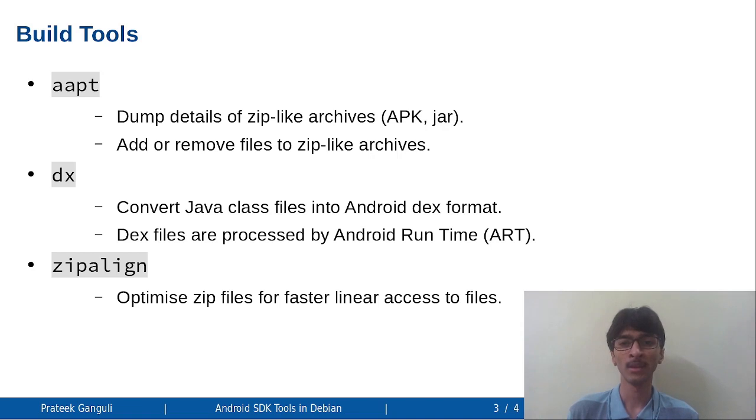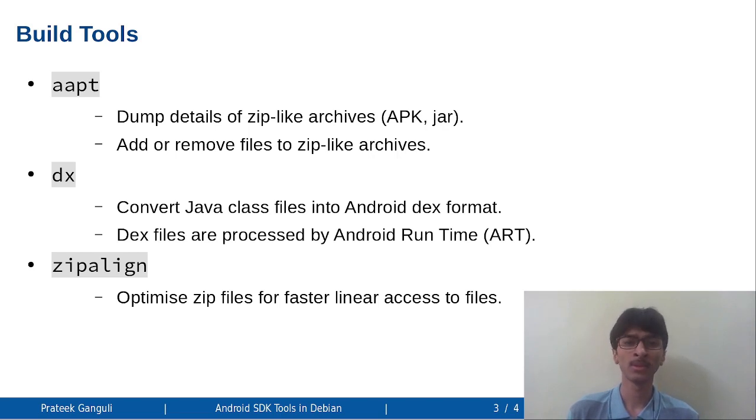DX, short for Dalvik Executable, is a tool that is used to convert Java class files into DEX files, which is the bytecode format for the internal Java runtime that Android has. Now, the runtime that processes these used to be Dalvik, but as of now, it has been replaced by ART, short for Android Runtime.